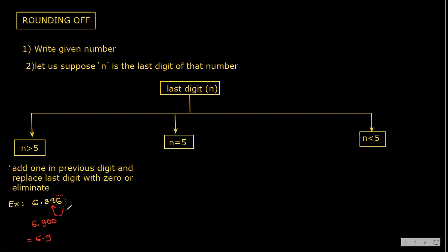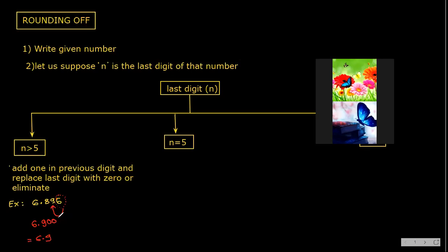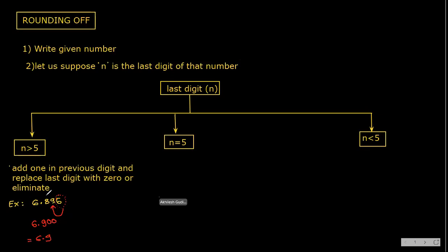One more time I am repeating. Listen. 6.896 is the number. The last digit is 6. So as the last digit is 6, you have to add 1 in the previous digit, but already here it is 9. 9 plus 1, 10. So 0 and carry 1. 8 plus 1, 9. And that's why 6.900, because we have eliminated this or replaced it by 0. So 6.900 is nothing but 6.9. So like this we should round off. Understood?